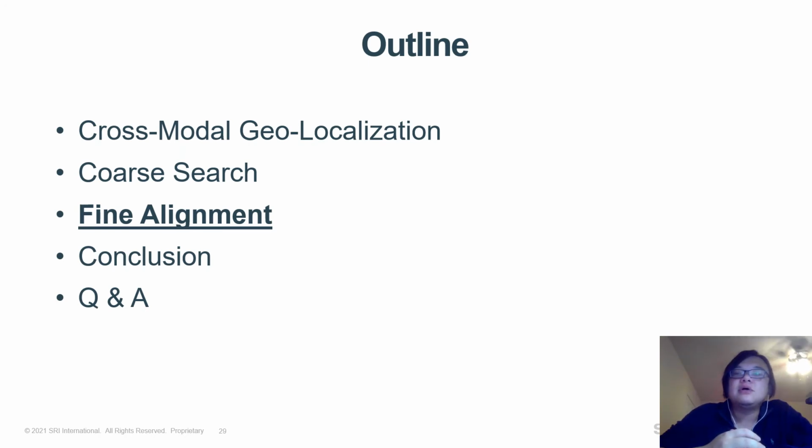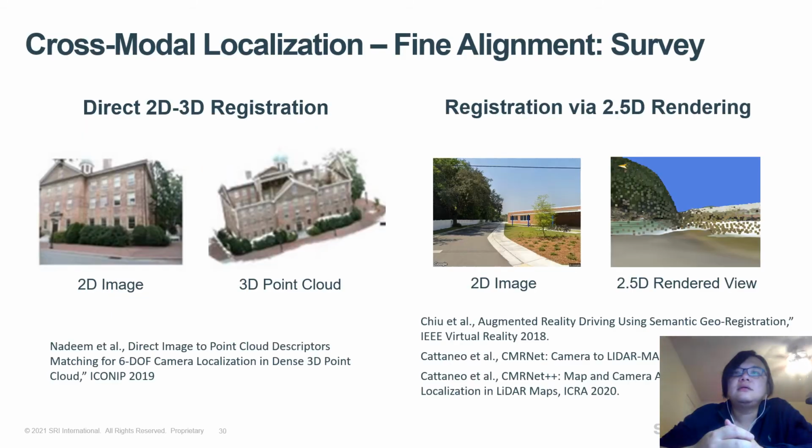Now we are going to talk about the second step for cross-modal geolocalization. The second step is file alignment. We are going to talk about the related works in this area. There are 2 approaches for file alignment.